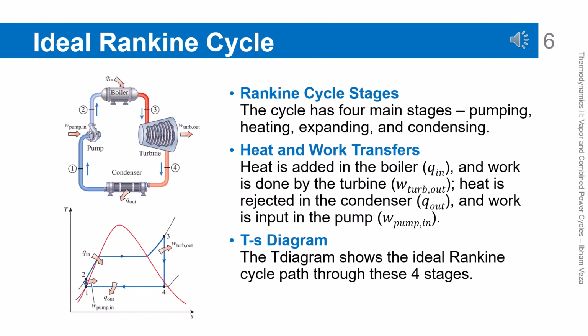Ideal Rankine cycle. The ideal Rankine cycle consists of 4 main processes: pumping, heating in the boiler, expansion in the turbine, and condensation. Heat enters the system through the boiler, and work is produced by the turbine. Some work is required by the pump, but its magnitude is relatively small. The TS diagram shows the ideal path without losses. This is the basic model for steam power plant analysis.